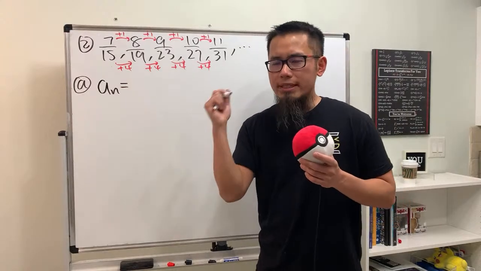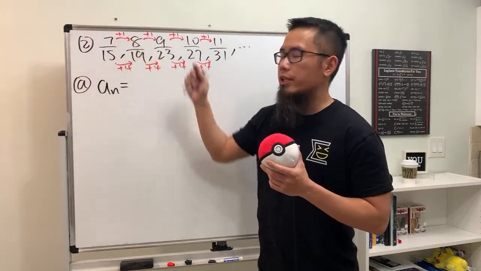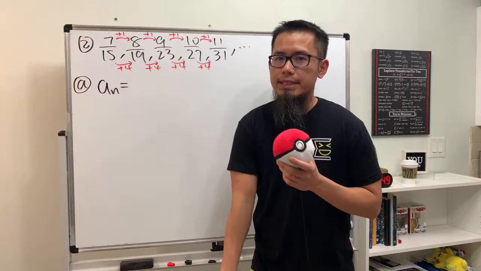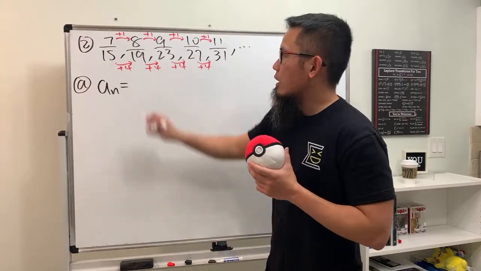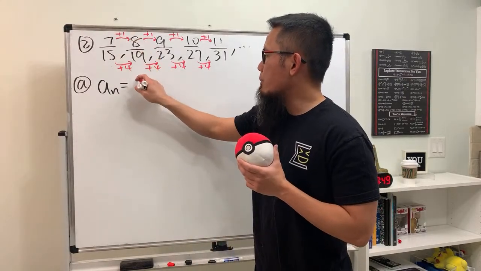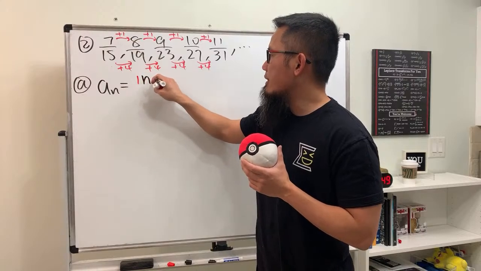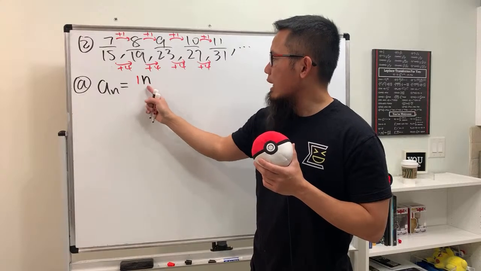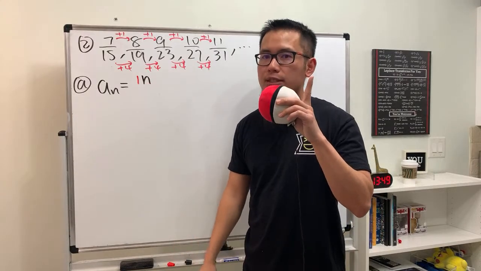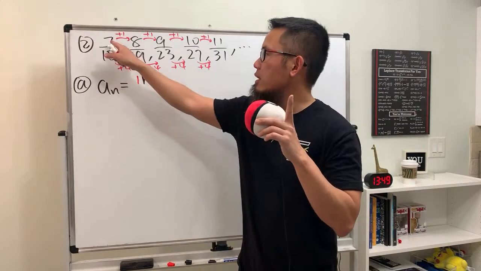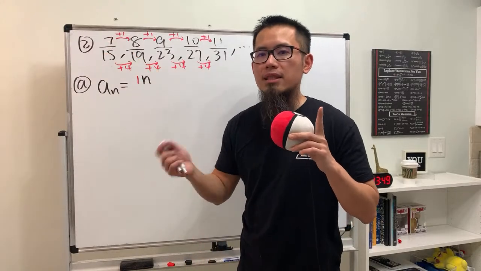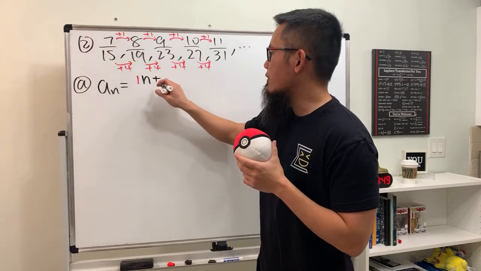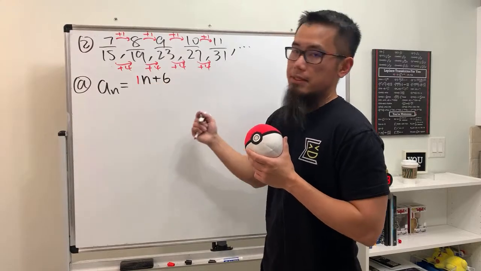Notice, because we always add 1 on the top, the top is what we call an arithmetic sequence. And this is how you can do it. The 1 is the common difference. That will be the coefficient of the n. And then, remember, n starts with 1. You put a 1 in here. 1 times 1 is 1. And you just ask yourself, 1 plus what will be 7? 1 plus 6 will be 7. So the top has the formula 1n plus 6.